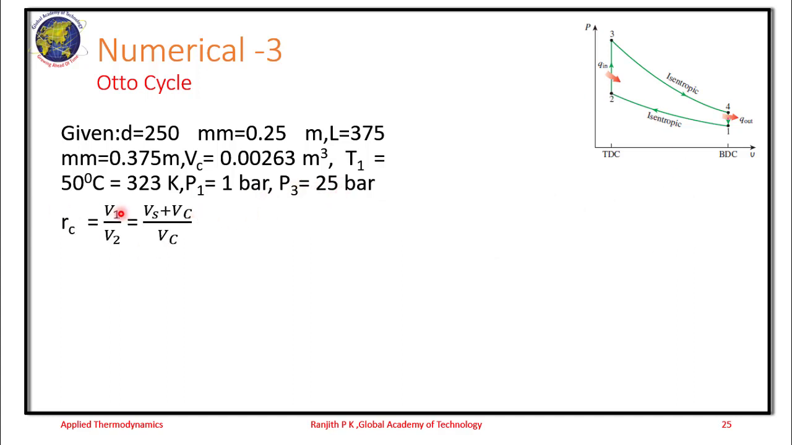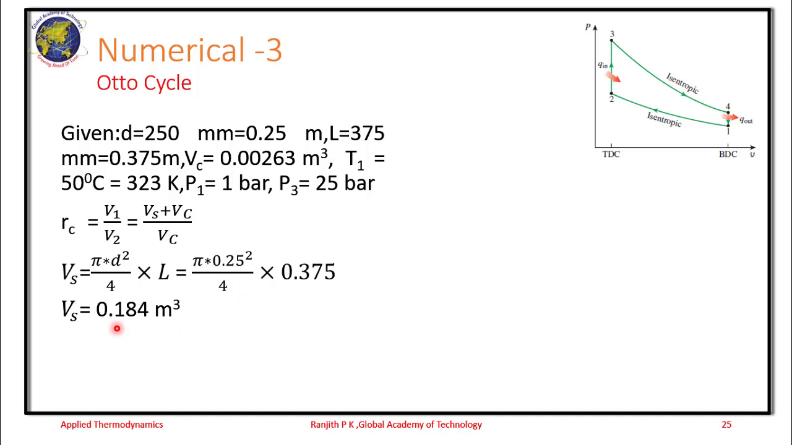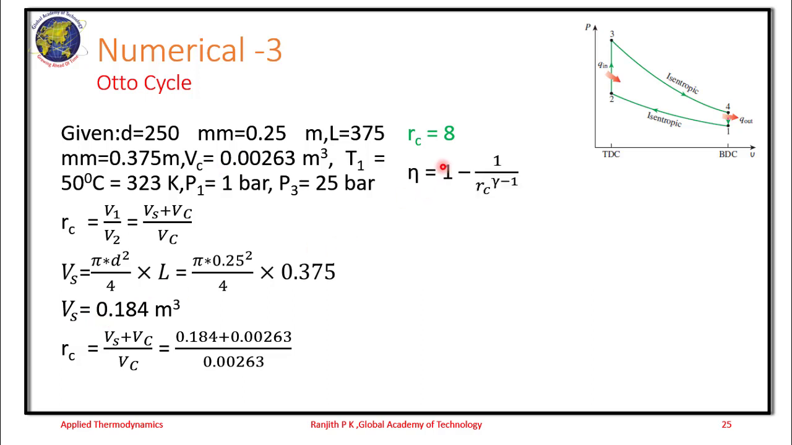So RC is equal to V1 by V2, or Vs plus Vc by Vc. We calculate the swept volume, given as pi d square by 4 into L. When we substitute the values, we get Vs, the swept volume, as 0.184 meter cube. So we end up calculating RC because Vc is already given. We have calculated Vs. We get the compression ratio as 8.